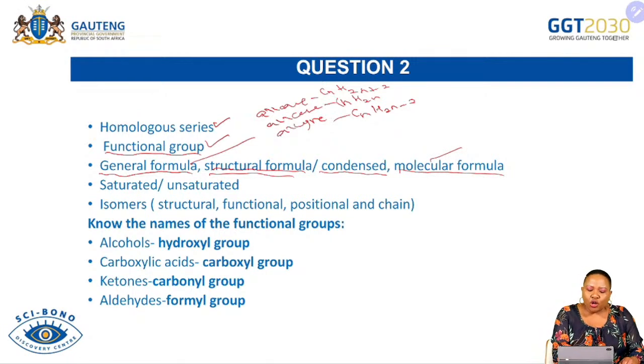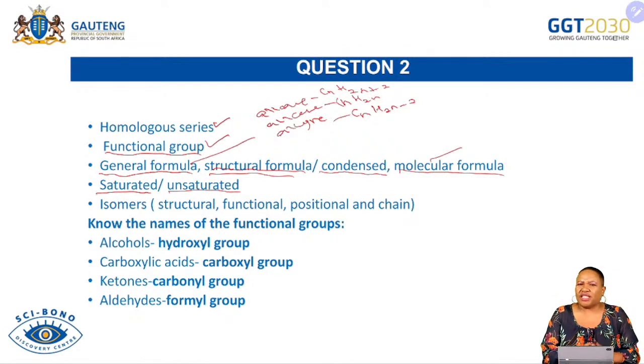And then the molecular formula, we know that is the formula that indicates the number of atoms in that specific compound. We also looked at saturated and unsaturated compounds, and we know what saturated and unsaturated mean. Those definitions are also provided to you in your exam guideline, where they tell us that saturated compounds are compounds with only single bonds, whereas unsaturated compounds have multiple bonds. So those are the definitions you need to remember.